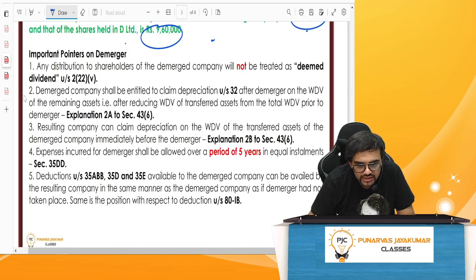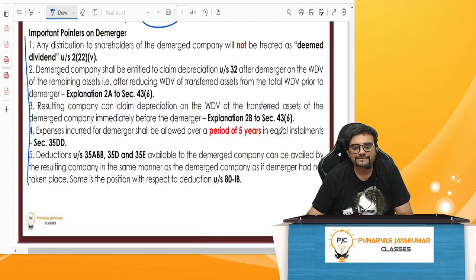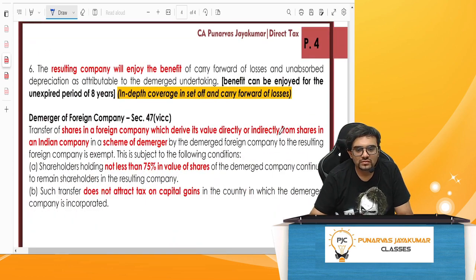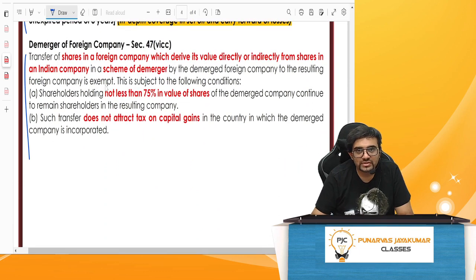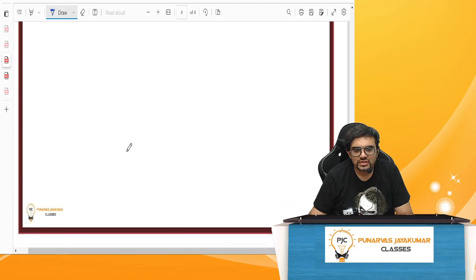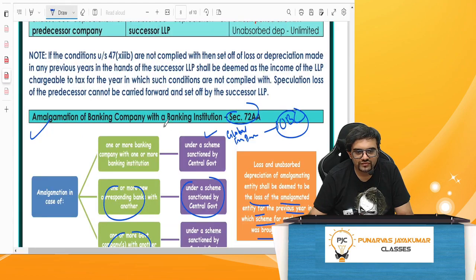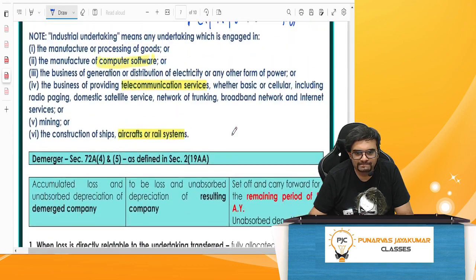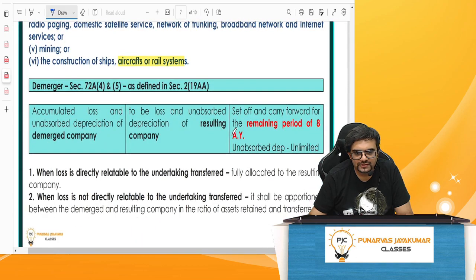And all these points are copy pasted from amalgamation, no change. This also no change, this also no change. Here, instead of 25%, it is 75% value shares. That's it. And if you go to set off and carry forward, same copy paste.